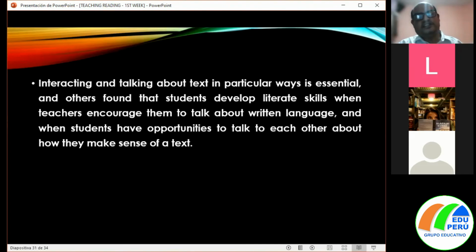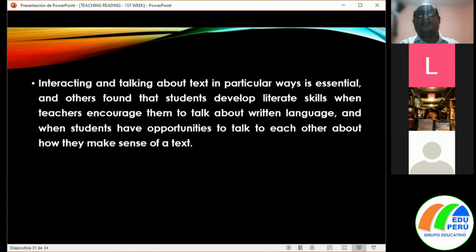Interacting and talking about texts in particular ways is essential. Others found that students develop literate skills when teachers encourage them to talk about written language, and when students have opportunities to talk to each other about how they make sense of a text. Notice, this is very important.